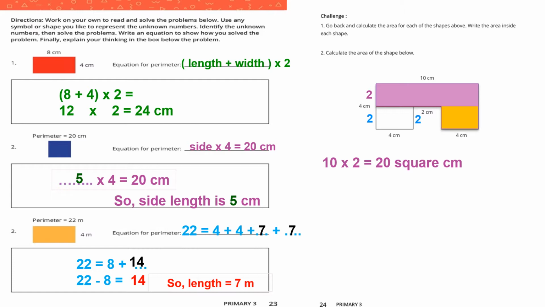The next shape is this rectangle. I want to find the area of this. The area of this rectangle is what? I know the length, which is 4, and the width here will be what? This is 2, so this is also 2. So it will be 2 times 4 equals 8 square centimeters. The third rectangle, this is the blue one. I want to find the area. 2 times 4 or 4 times 2 square centimeters.